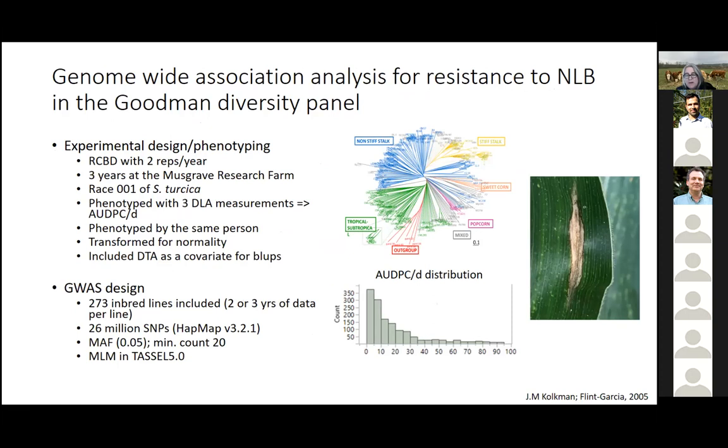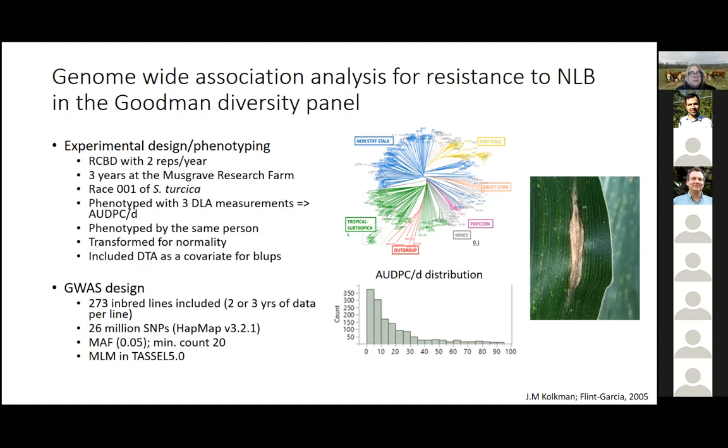GWAS is a numbers game, and I love GWAS, and it has not always loved me back. But I've come to realize it is strictly a numbers game, so I impose some fairly strict metrics on my GWAS analysis. The first is I screened these lines, the Goodman diversity panel, across 3 years in the same environment, 2 reps per year, with the same race 1 of C. turcica, which is our local isolate.